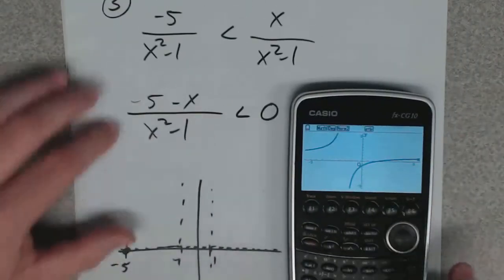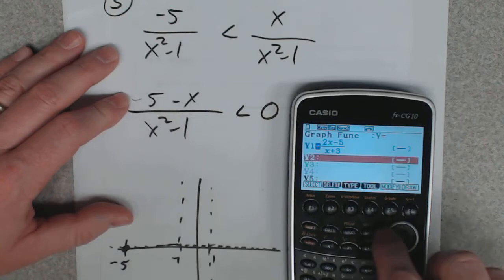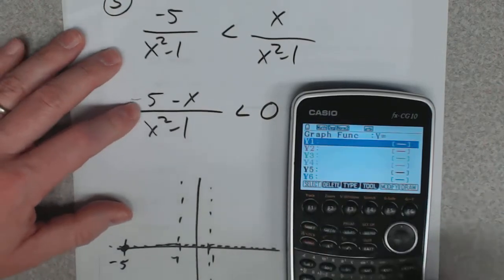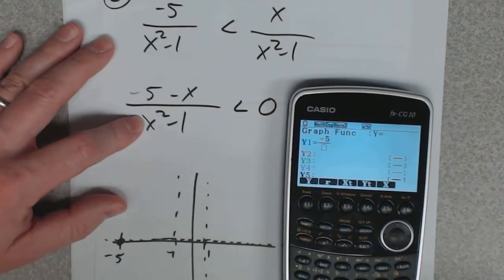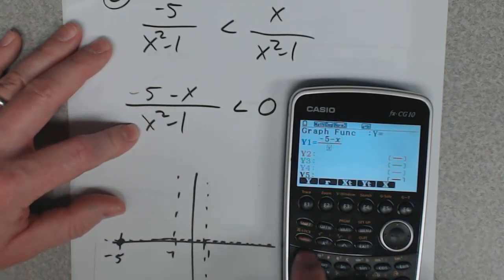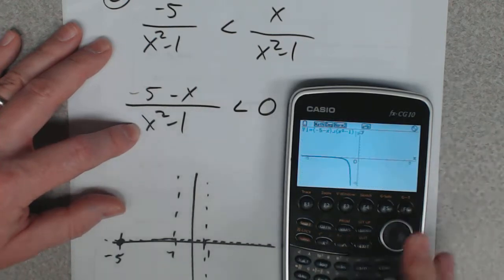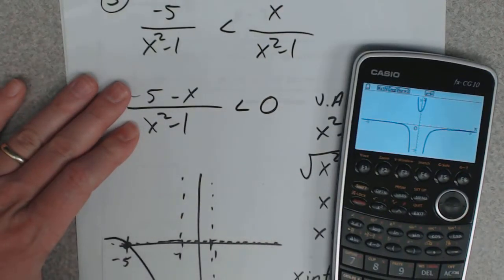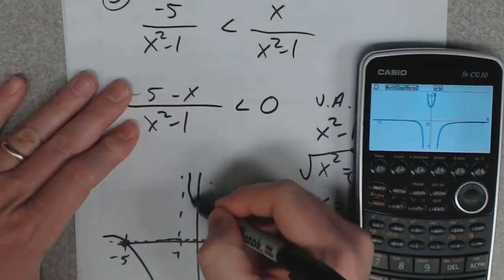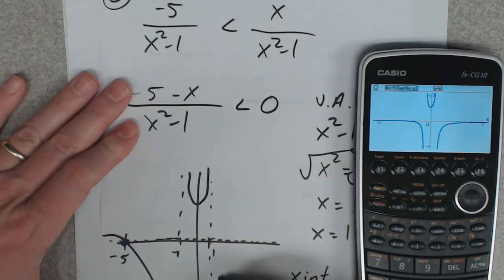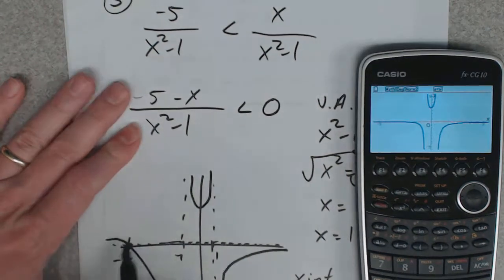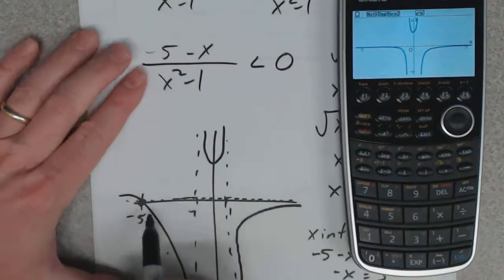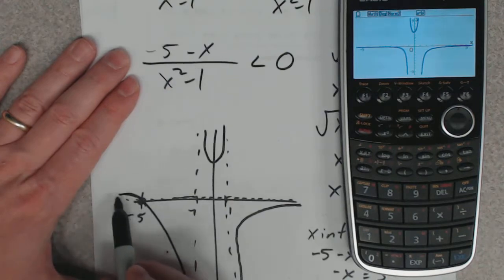Okay, so let's look at what this looks like. Menu here, delete. -5 minus x over x squared minus 1. Looks like the graph comes in here and shoots down. In between, it's up here. And then this one just follows through here. So look, you wouldn't have noticed this on the graph, but if you know that there's an x-intercept right here, you knew that the graph was above here.